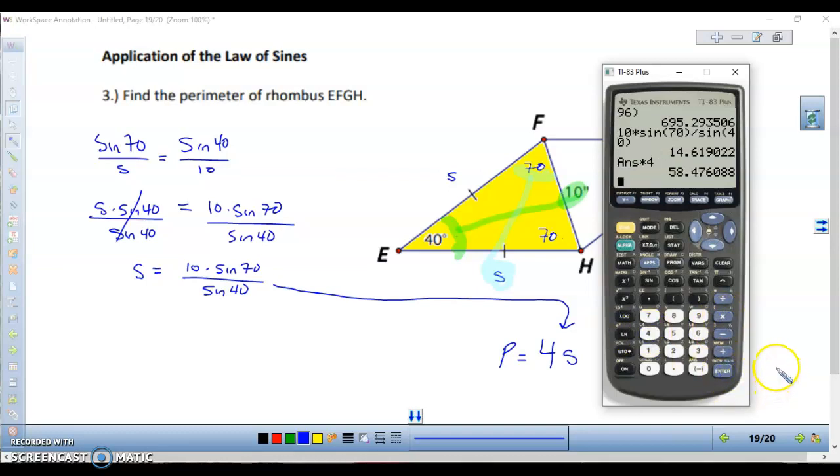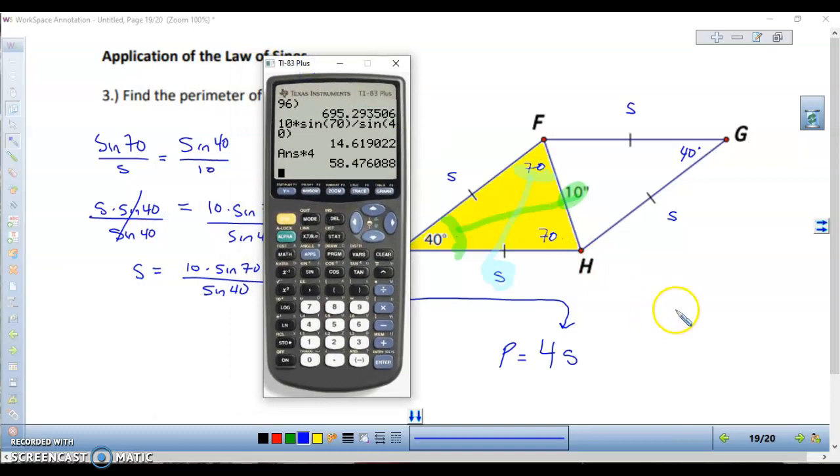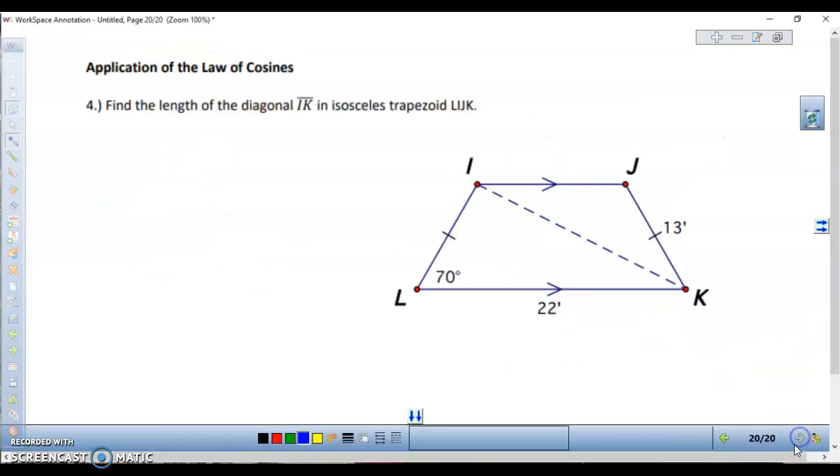And the perimeter of this guy is around 58.5. And that's inches. 58.5 inches. So the perimeter, 58.5 inches. Great.